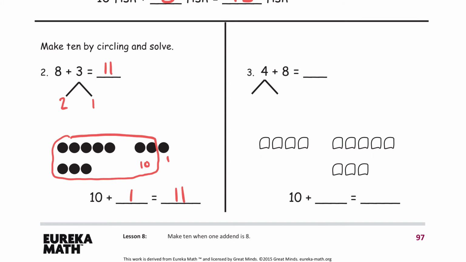You're going to make your group of 10. So you're going to circle out 10. You're going to do your mini number bond. Add 2 plus 8 to equal 10. And whatever you have left over after that, you're going to add together for your answer.